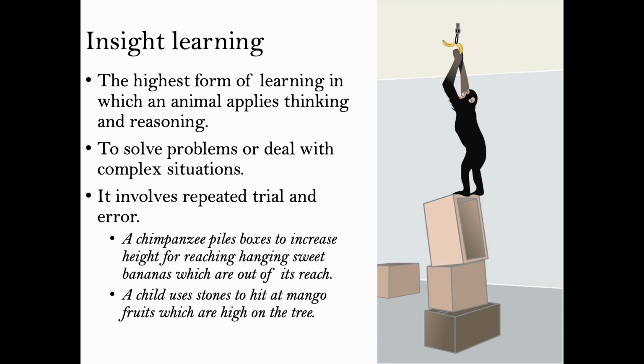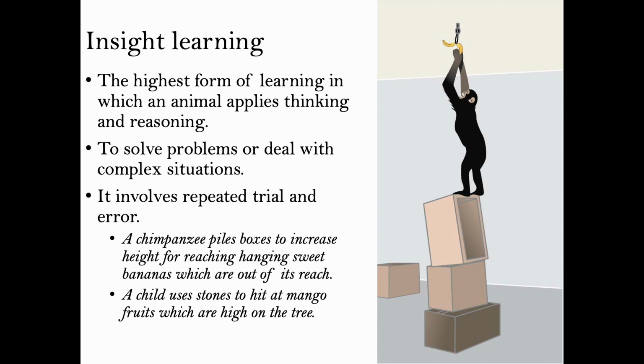So in insight learning, we involve trial and error. You try out different things and you find out which thing is going to work for you the best. A good example is when a chimpanzee was placed in a room with sweet bananas at the ceiling. It learned to pile boxes so that it can reach the bananas. Now, this did not happen at once. It, of course, tried to jump, then it tried one box, tried two boxes, until it found the right length that was needed to reach the mangoes.